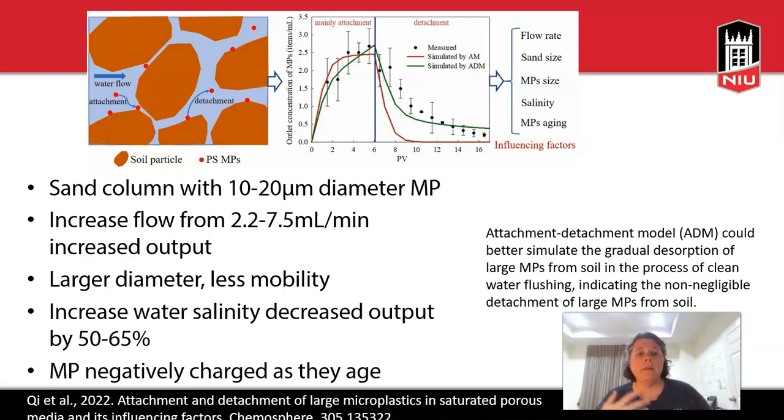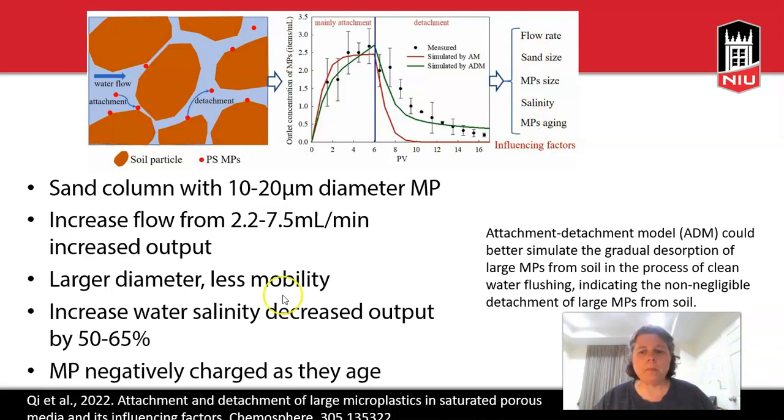They found that the larger the diameter, so the bigger the particle, the less mobility. Great, filtration theory: the particles can't move through there. And they also found that increasing the water salinity decreased the output by 50%. Again, that ionic strength issue. And then the aging issue. So we're seeing that flow rate, the material that's in there, and salinity affect the transport of these microplastics in the environment.